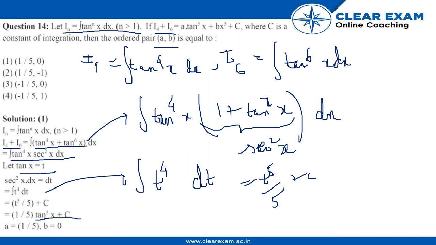Now simply compare this equation to our given equation. It says a into tan 5x plus b x^5 plus c. By comparing both these equations, we can see that a comes out to be 1 by 5 but b is 0, because in the result there is no x raised to power 5 term, so simply b is equal to 0, and then the constant. So our answer comes out to be a equal to 1 by 5 and b equal to 0, so the first option is correct.